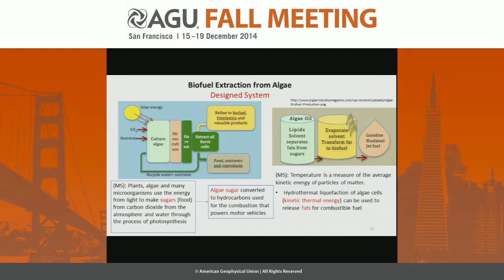This slide shows how 2 middle school science standards are reinforced through the study of algae farming and biofuel production process. Specifically, 2 middle school standards from the NGSS about how energy is bound up in the sugars that get produced through photosynthesis. Then how the high temperatures and high pressure required in thermal liquefaction results in hydrocarbons and fats for combustible fuel.